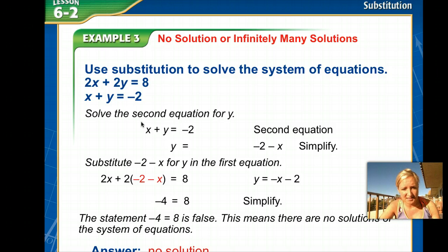Now the opposite to this is that when I solve it, I get 8 equals 8, and if they equal the exact same number, that would mean that there are infinite solutions. So we have two examples here. If they do not equal the same thing, it's impossible, it's no solution. If they equal the exact same number, that means that it's infinite solutions, or it's the exact same line essentially.